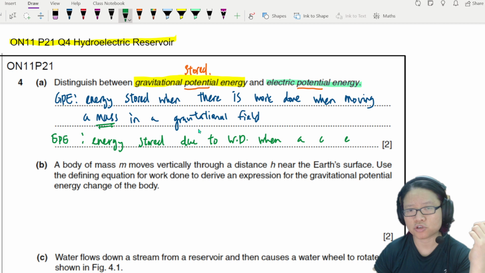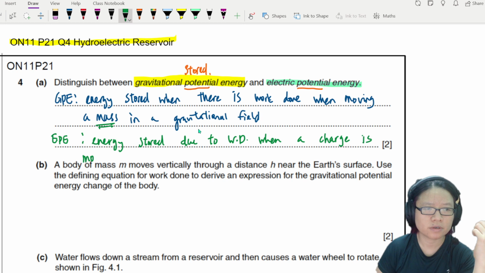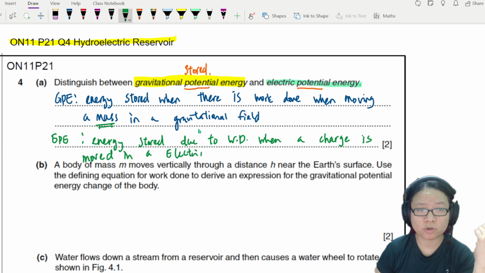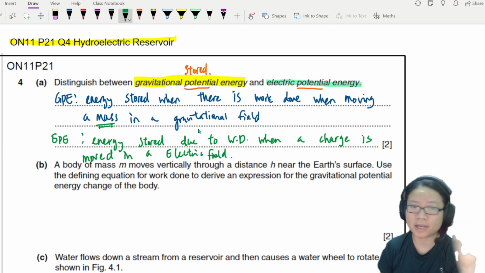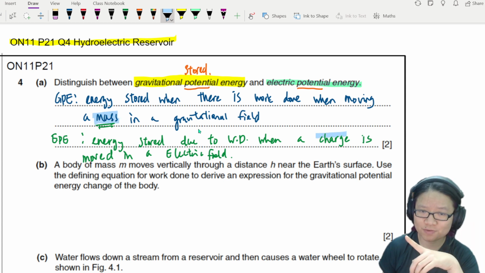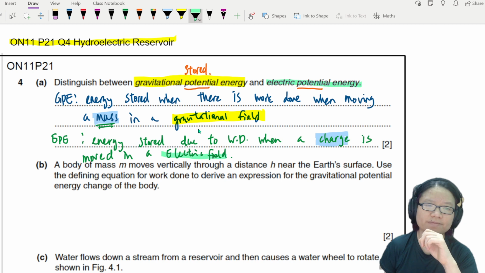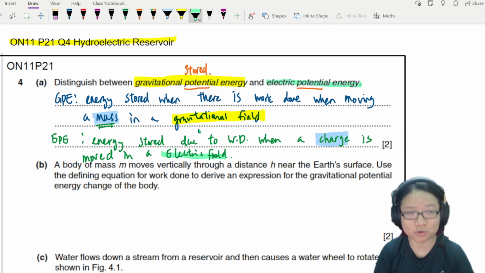charge is moved in an electric field. Or you could copy back the same sentence, just replace the word mass with charge and gravitational field with electric field. All right. Okay, so this is good enough. Generally, we are looking for a comparison that looks like this. So each statement is 1 mark.